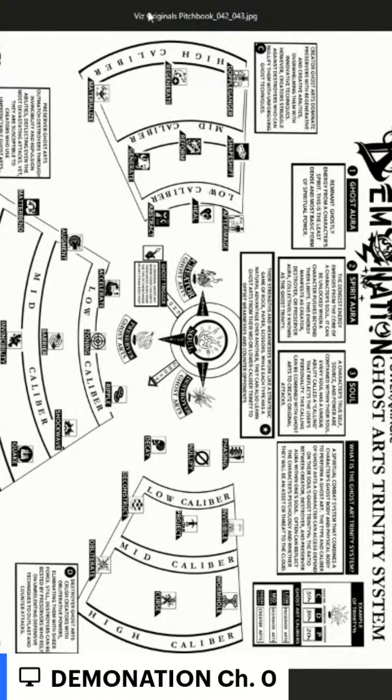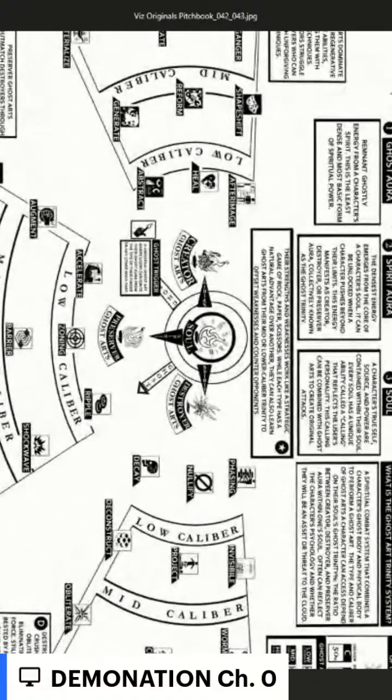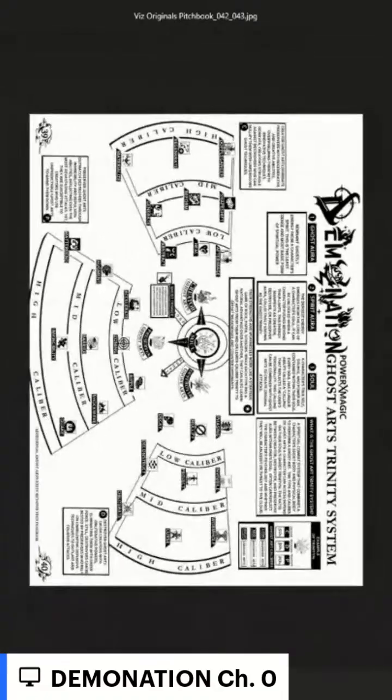So this is the Ghost Arts Trinity system, Demonation. Essentially, how I break it down is that you've got ghost aura, you've got spirit aura, and you've got a soul. And your soul has a unique makeup of these three energies. Here, these three types of auras: creation, destruction, and preservation, depending on the ratio, or something called your Trinity percent.